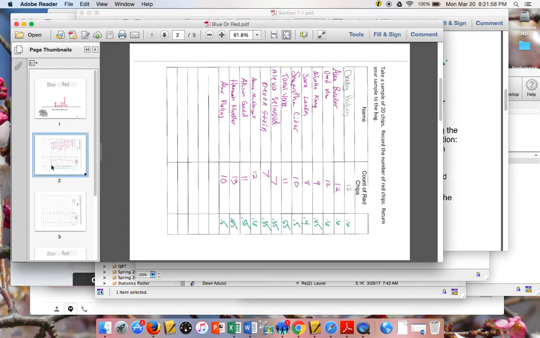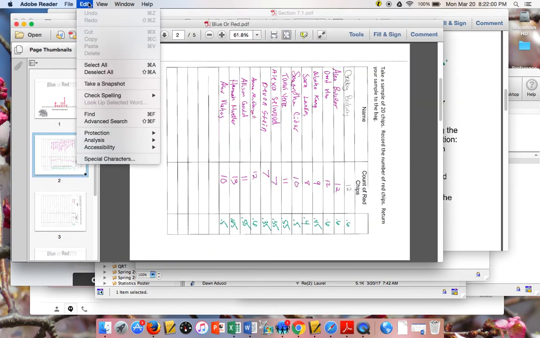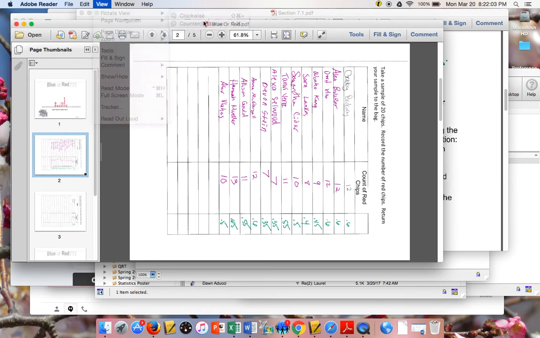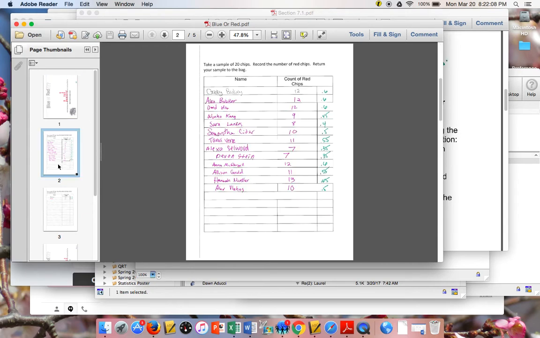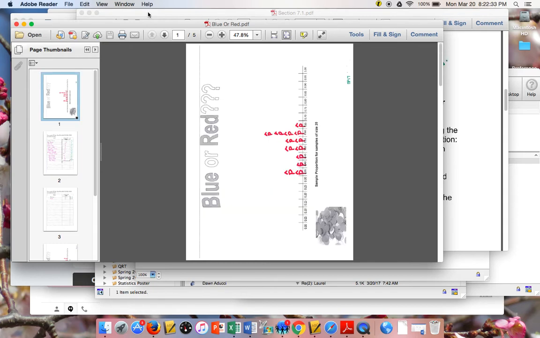So if you look here, some of your classmates were able to do that. And what I just did is I put that all together. As an example, Gabby got 12 chips. So 12 out of 20 gives you 0.6. Alex got 12. 12 out of 20 gives you 0.6. David got 12. 12 out of 20 gives you 0.6. So these were all different samples that people took of size 20, and they all had a different proportion. Now what we call this proportion is p hat, because it's a sample proportion. P is the symbol for the population proportion.